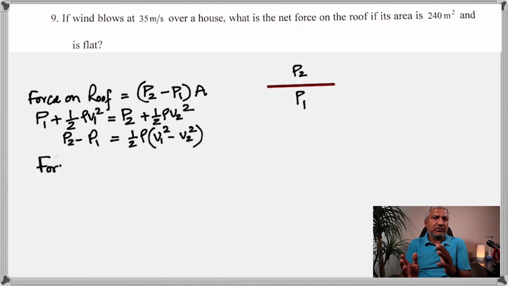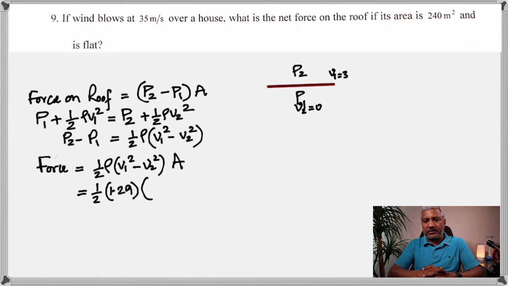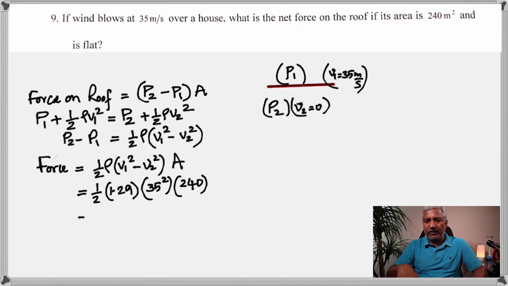Bringing the terms to the left and the right. And then force is P2 minus P1 times the area. And therefore, it's just 1/2 rho (V1 squared minus V2 squared) times the area. Rho is, of course, the density of air, which will be given. It's given as 1.29 kilogram per meter cube. And next, remember I said V2 is 0. And V1 is given as 35. So put that and multiply it with the area. The area is 240.